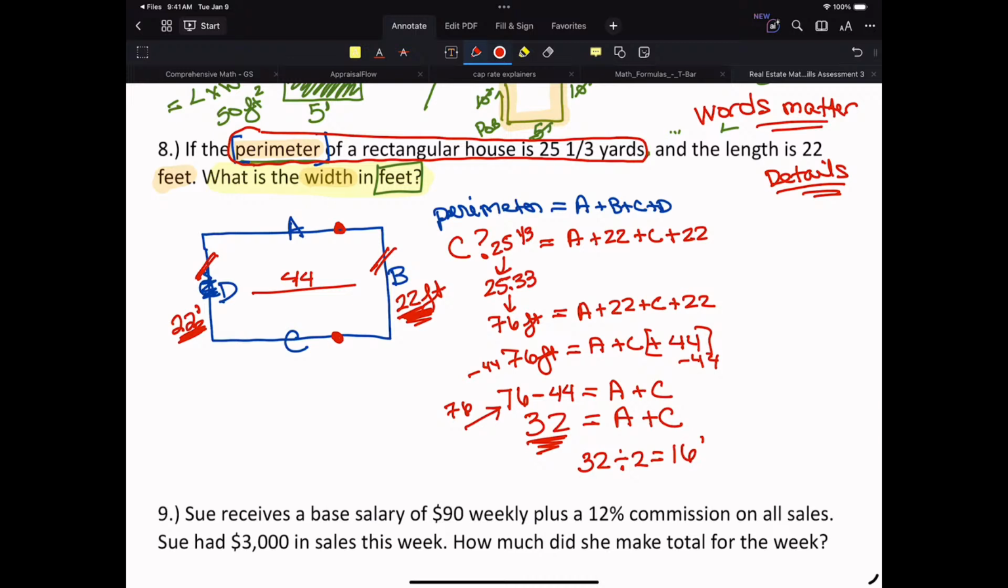What? That was ridiculous. But here's the thing. We've got to know that words matter. Details matter. And we need to understand how perimeter works. Remember, width is, hey, if this is a road, this is a width. And then how deep it is, that's either going to be your depth or your length.